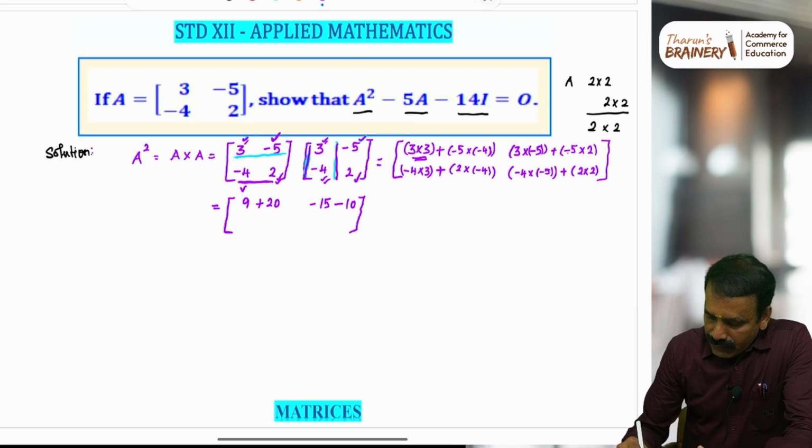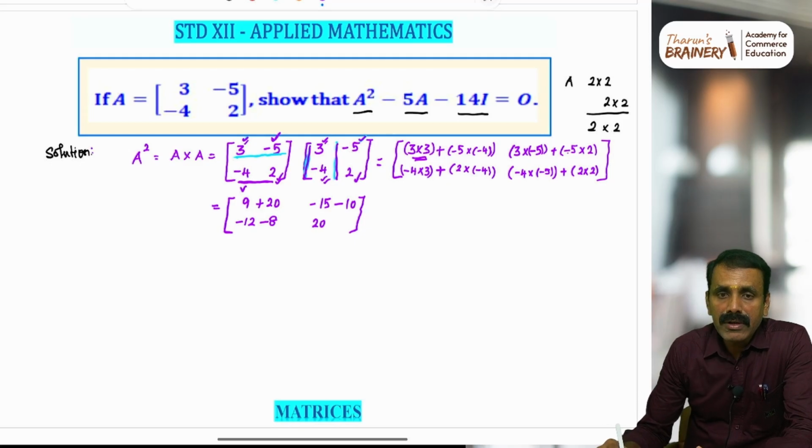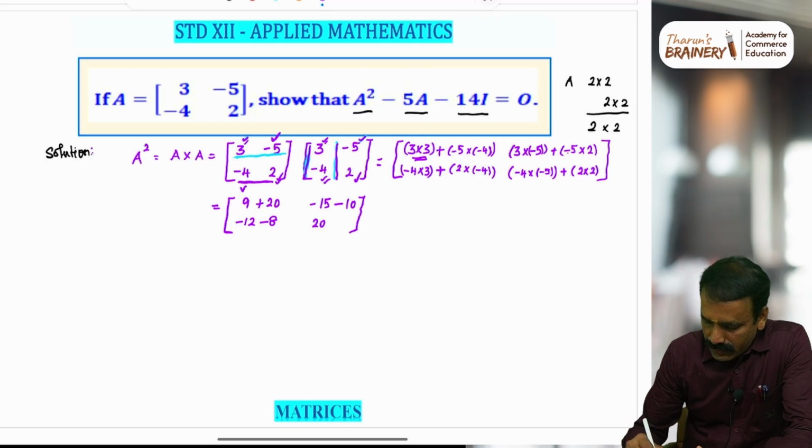Next, minus 4 into 3. So minus 4 into 3 is minus 12. 2 into minus 4. It is going to be minus 8. Minus 4 into minus 5. Again, it is 20, because both are going to be minus. Minus to minus is going to be plus, because we are doing multiplication. So 4 into 5, 20. Again, 2 2s are 4.